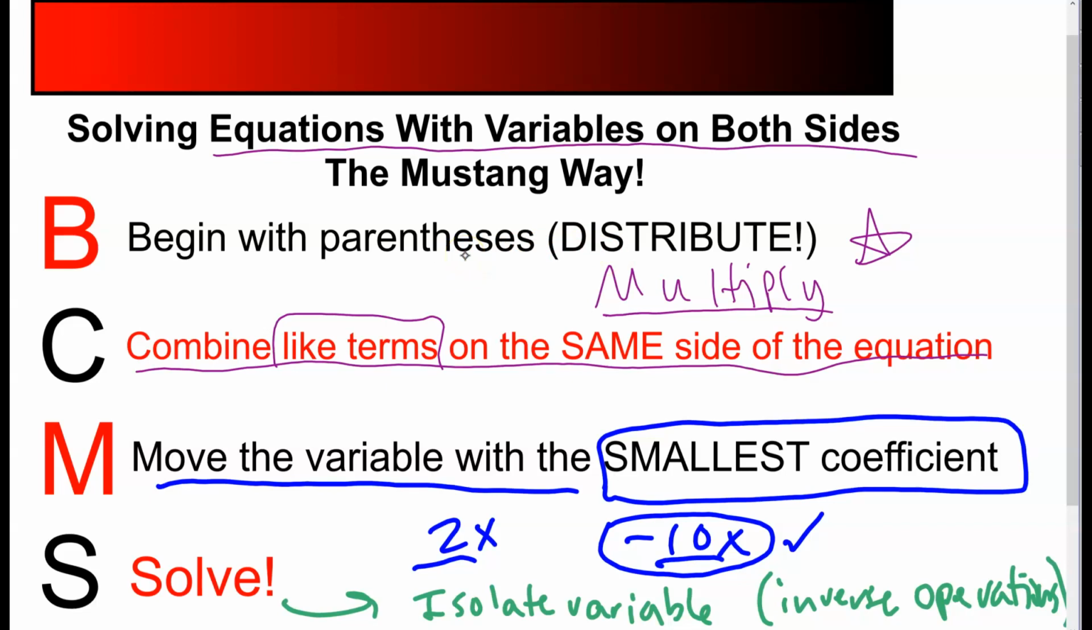But if we do, we want to distribute first, multiply. C is our step to combine like terms on the same side of the equal sign, same side of the equation. We're going to combine those like terms.